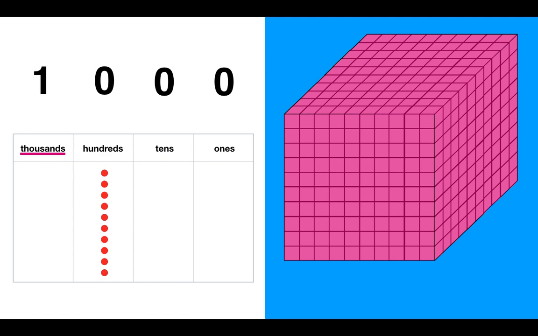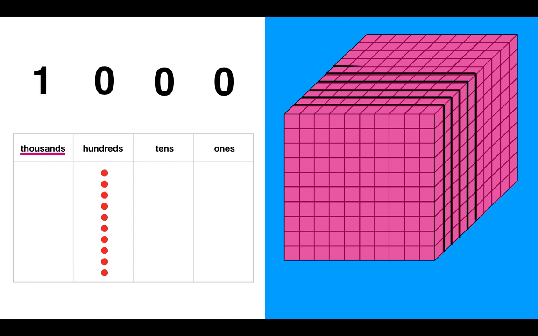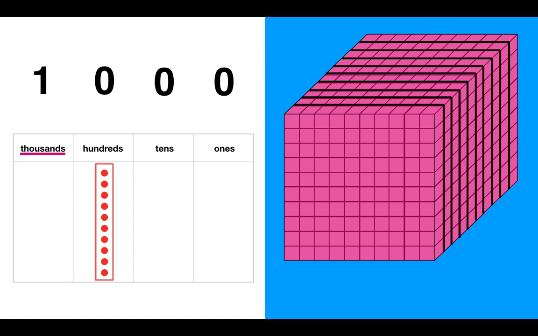And how many 100 squares did it take to build this cube? Well, we can see it took 1, 2, 3, 4, 5, 6, 7, 8, 9, and 10 100 squares, just like the 10 hundreds that we've drawn on our place value chart. So similar to before, what we could do is think of gluing all of those 100 squares together to make just one 1,000 cube, which we could show as 1,000 on the place value chart.